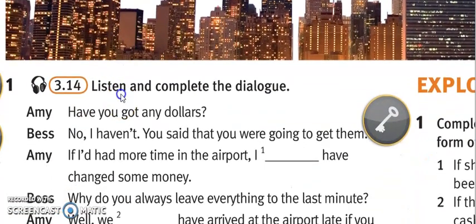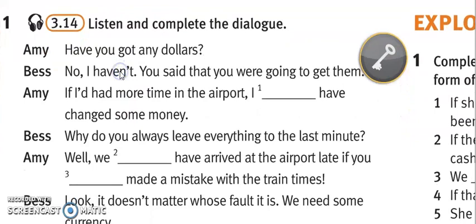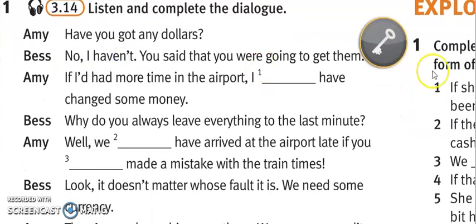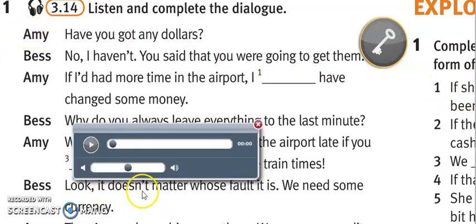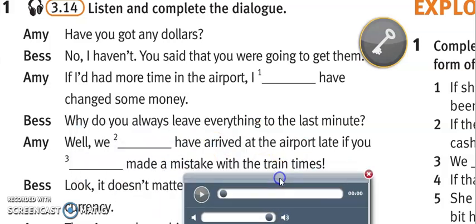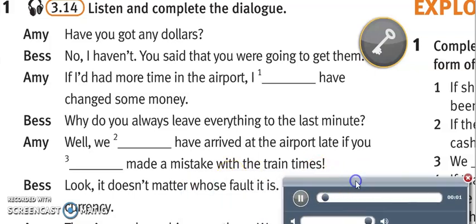We are going to listen and complete the dialogue. Listen and complete the dialogue. Are you ready? Here we go. Page 81. Grammar. Explore. Exercise 1. Listen.